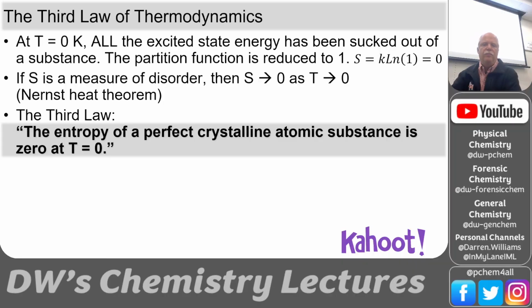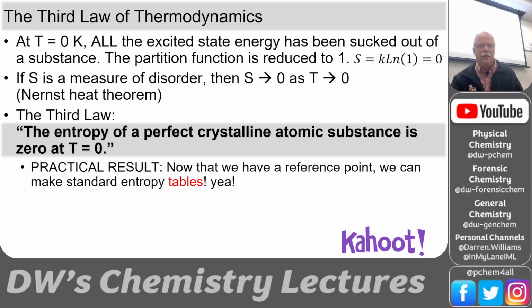And the entropy of a perfect crystalline atomic substance is defined as 0 at temperature equals 0. So this is a practical result. We can make tables now that we have a reference point. And it's just super helpful. You've seen the enthalpy of formation tables and the Gibbs energy of formation tables, and this now gives us an entropy table. We can make an entropy table.